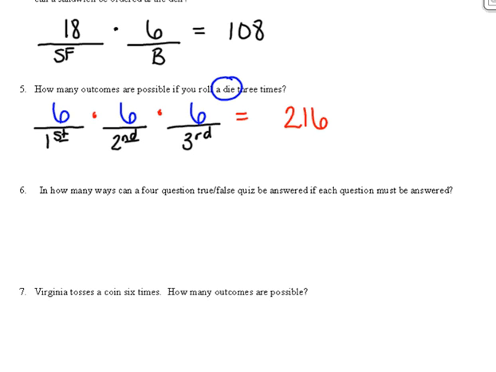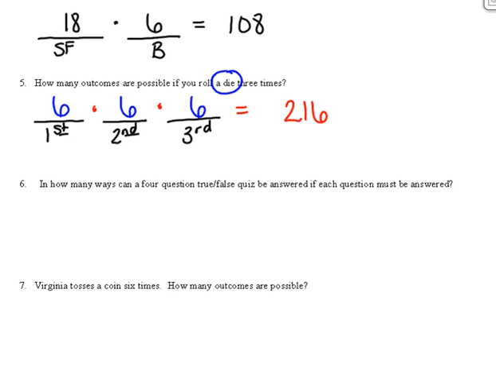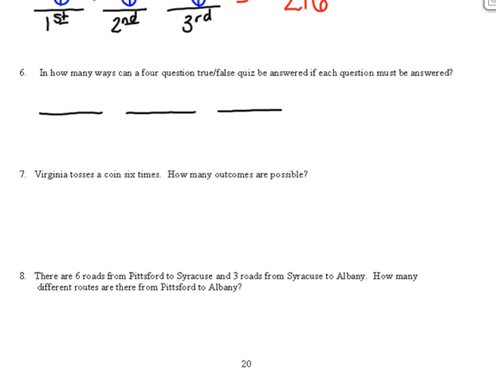Question number 6. In how many ways can a 4-question true-false quiz be answered if each question must be answered? So you're not allowed to leave any blank. So again, we have 4 questions. So I'm going to put 4 blanks for question number 1, question 2, question 3, and question 4. Now, because this is a true-false quiz, your options are either it's true or it's false. So you have 2 options for each question.